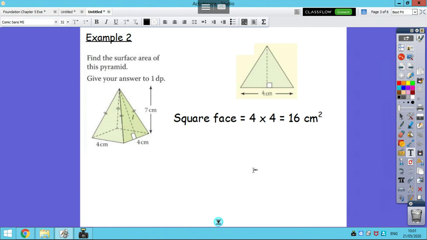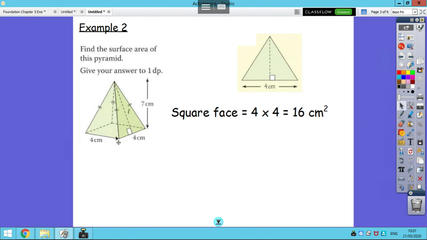Now I want you to think about what each of those faces look like. That's got 4 at the bottom there. We don't know the perpendicular height of the triangle. We only know the vertical height for the pyramid. We don't know this length here. We don't know that at all.